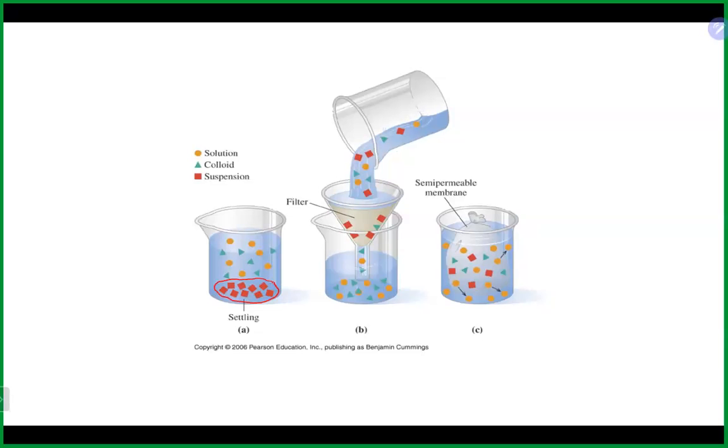If we go to filter all three of those things, you can see that both the colloid and the solution are small enough to go through filter paper. But once again, our suspension is going to get caught up there on the piece of filter paper and won't be able to go through because of its size.